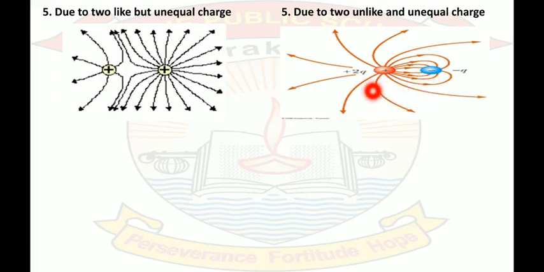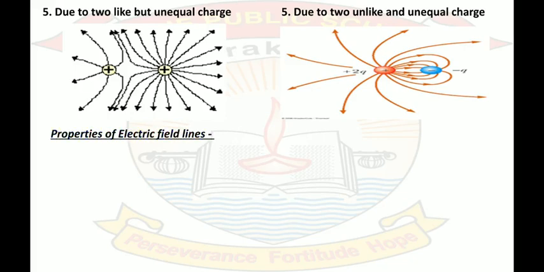So what is the ratio? 16:8, it is 2:1. Is it clear? So this is how the pattern of electric field is there. Now we are going to discuss some properties of electric field lines.